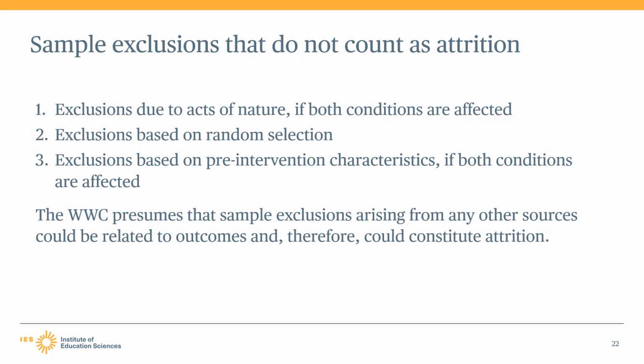And the third scenario, where sample exclusions do not count as attrition, is when those exclusions are based on characteristics determined prior to the introduction of the intervention, and they are applied consistently across groups. For example, if students were excluded from data analysis because they had individualized education plans prior to the study, this would not be counted as attrition if they were excluded from both conditions. The WWC considers characteristics that are unlikely to change over time, such as sex and race or ethnicity, to be determined prior to the introduction of the intervention, even when the researchers may have collected these data later in the study. Beyond these three scenarios, the WWC otherwise presumes that sample exclusions arising from other sources could be related to outcomes and therefore could constitute attrition.